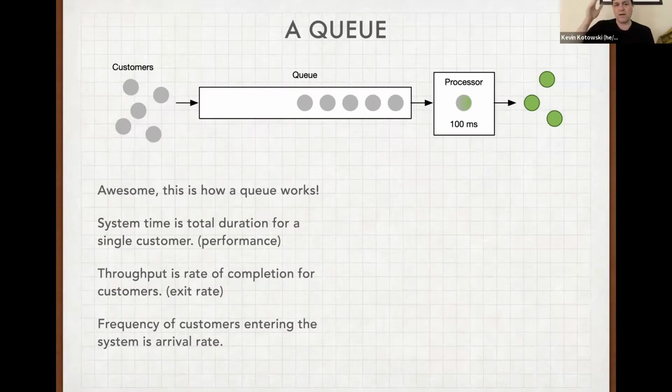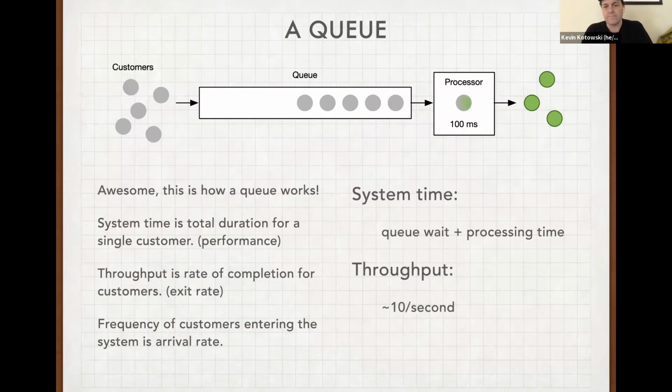Throughput is going to be the rate of completion for customers. So how many customers leave the system at what rate? We'll be talking about this over the next few minutes in terms of exits per second, or how many customers got processed per second. And then another really important factor for queuing theory, and one that we won't be talking about as much today, is the frequency of the customers entering the system. That's called the arrival rate. So you've got the arrival rate, time in queue, processor time, and then the exit rate coming out.